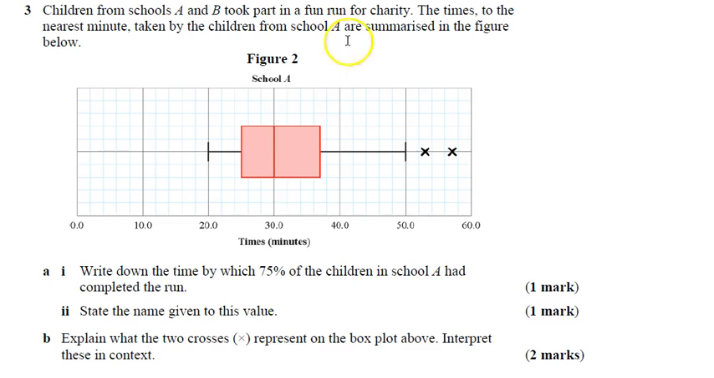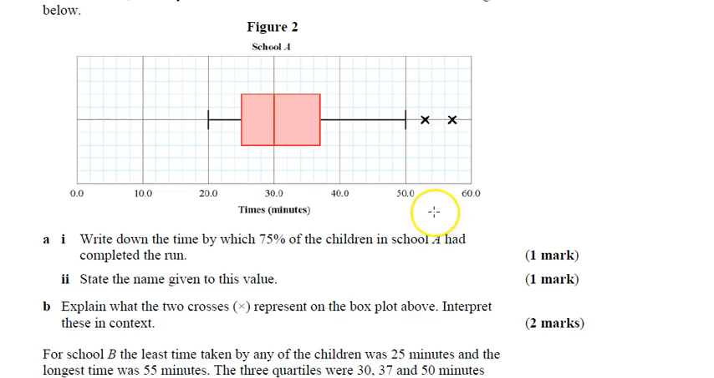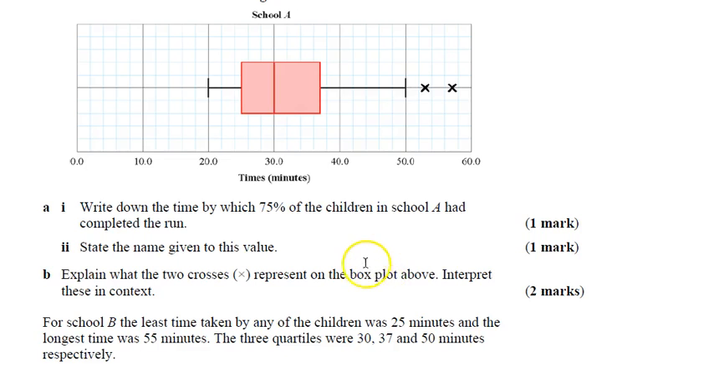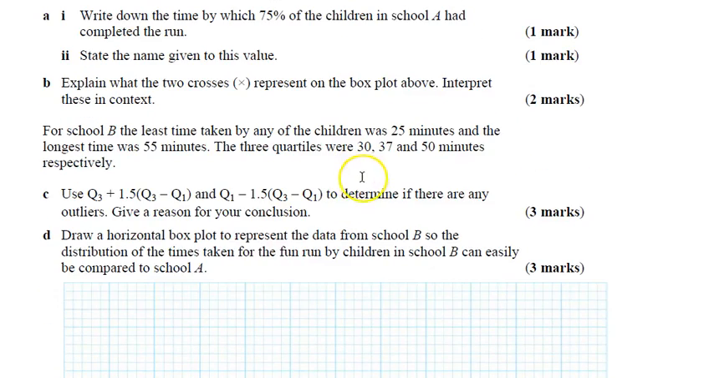Interpret these in context. So this is a fun run. These are so slow. Maybe they walked part or all of it rather than running. Just a guess. But they're just so slow compared to the rest that they're considered outliers. So there's a mark for identifying them with the word outlier, and then another for talking about what that could mean in the context. Okay, let's scroll down and see what the next section says.